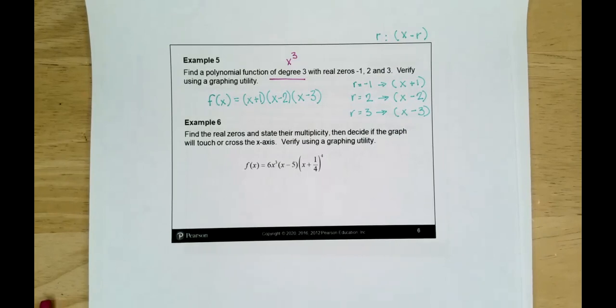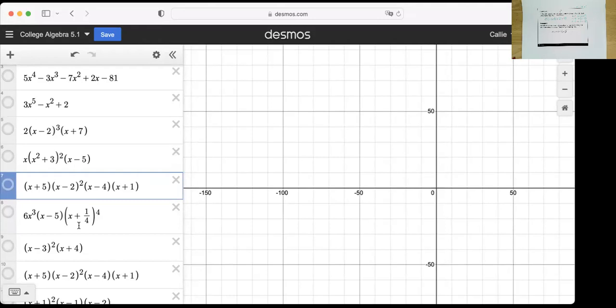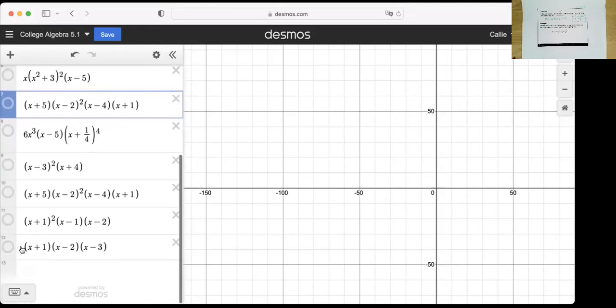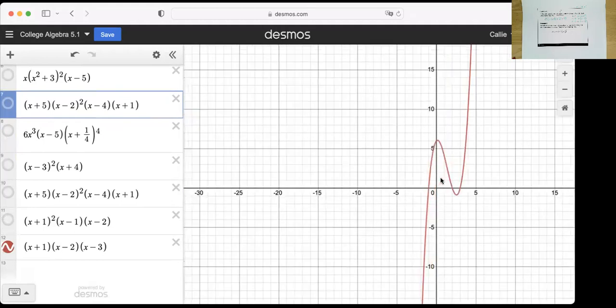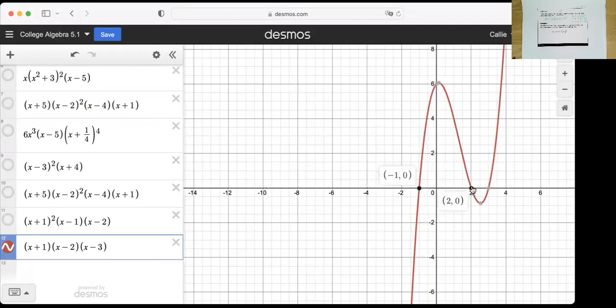When they ask you to verify using a graphing utility, that just means take the polynomial function that you found. So in this case, it would be x plus 1 times quantity x minus 2 times quantity x minus 3. Make sure that it's a degree 3. Make sure that it has the real zeros of -1, 2, and 3.